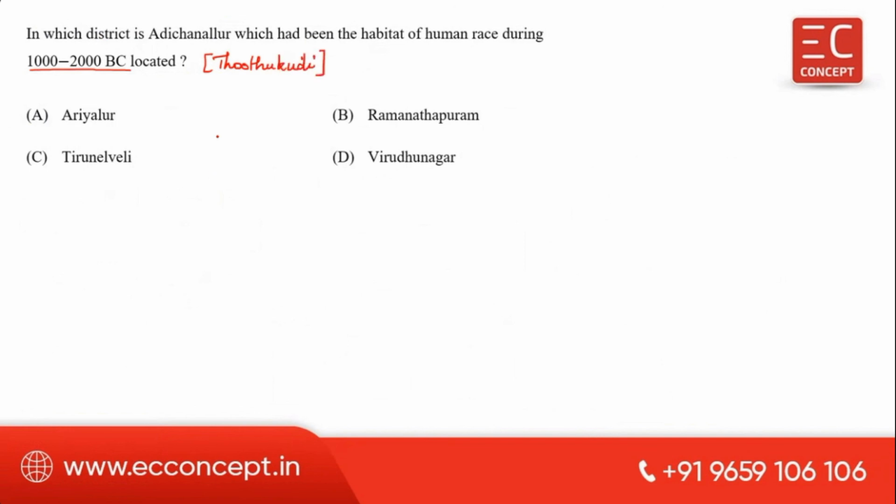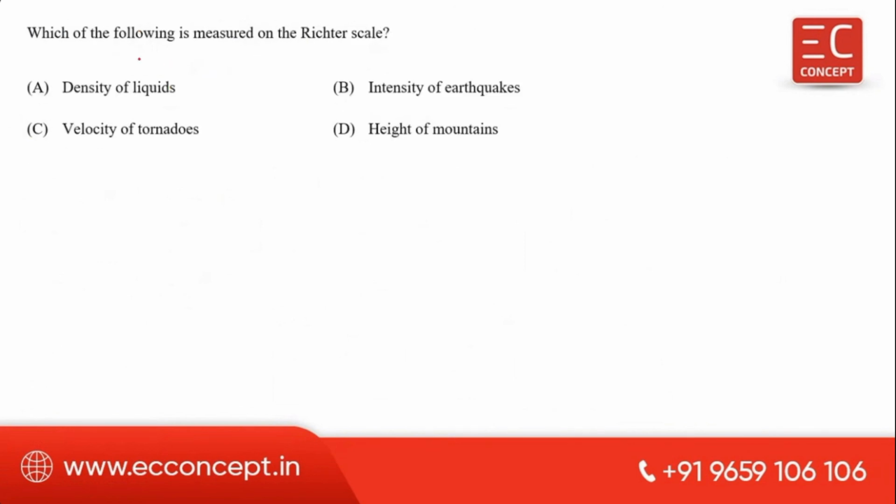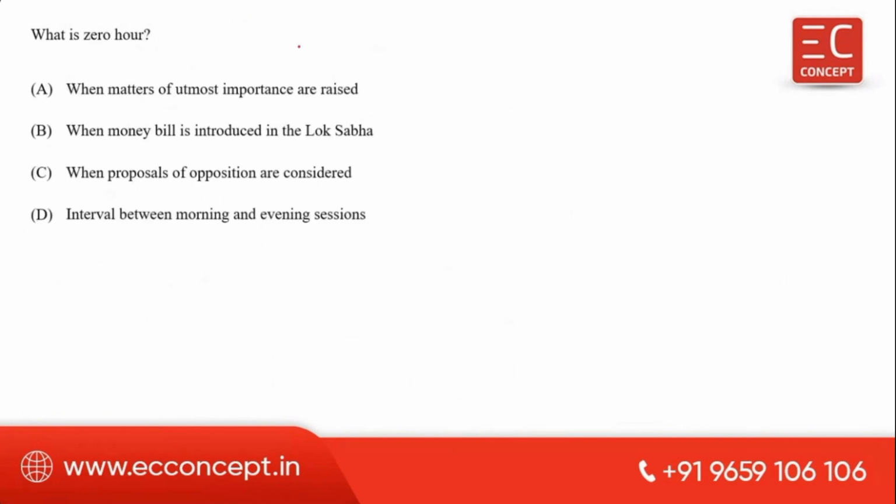Thoothukudi is the answer, but such an option is not there. So this question is somewhat vague as per my concern. So the actual answer is Thoothukudi. Now next one. Which of the following is measured on the Richter scale? So that we know is the intensity of an earthquake. Okay. And the next one is, what is the zero hour? So this happens in the parliament. Okay, so the zero hour means that hour when matters of utmost importance are raised. That means the important things which happen in the zero hour.